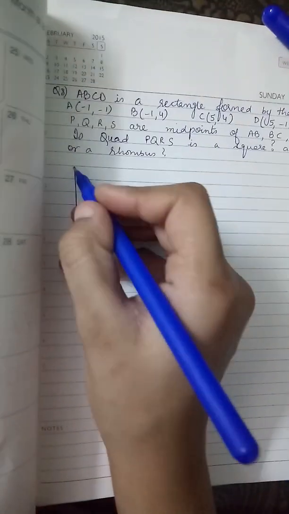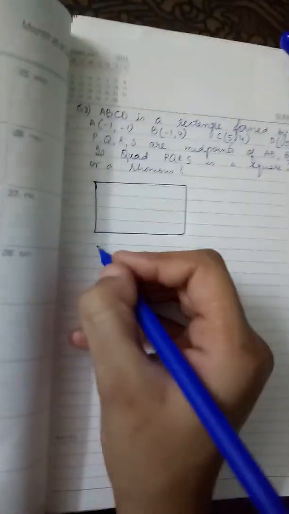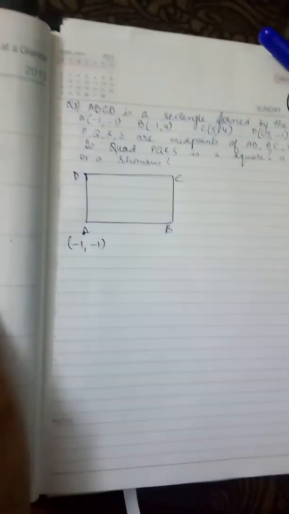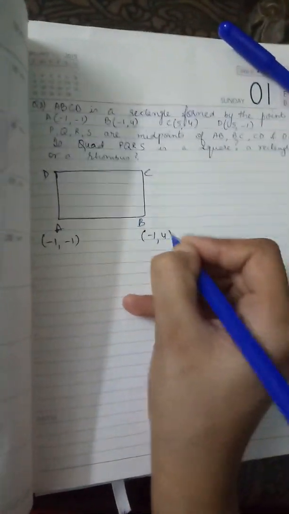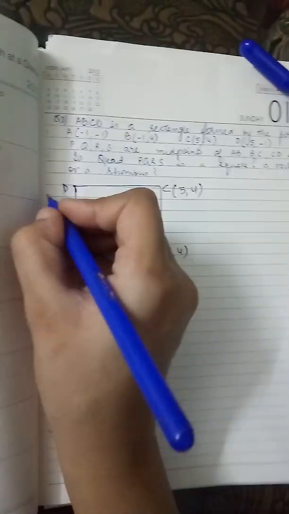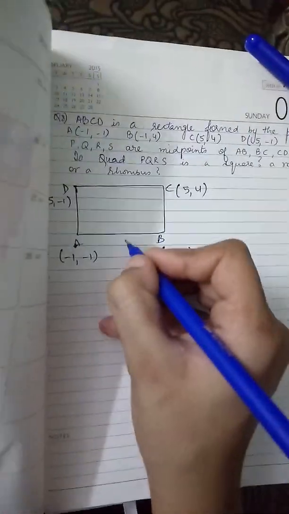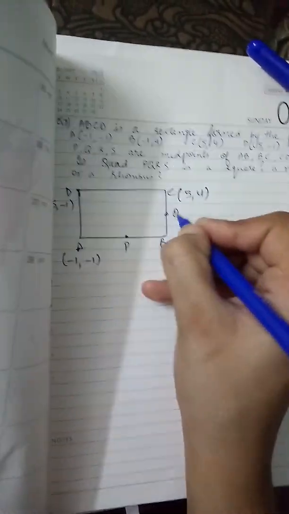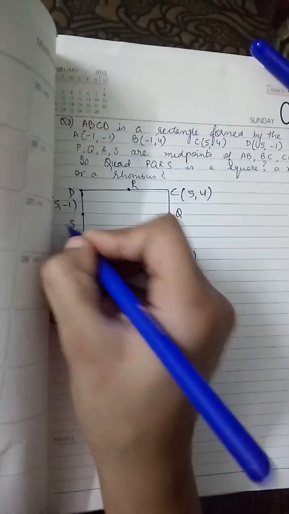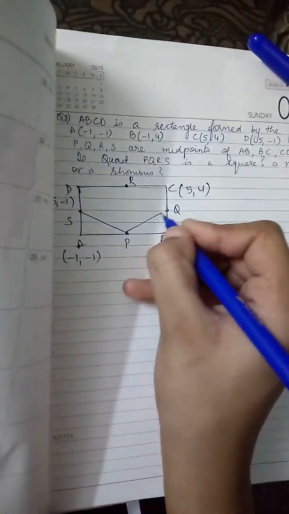Now finally we have question number 8. ABCD is a rectangle. We have been given a rectangle ABCD: A is (-1, -1), B is (-1, 4), C is (5, 4) and D is (5, -1). PQRS are the midpoints of its sides. Now we have to find the distances. If all the distances are the same, then it will be a square or a rhombus.